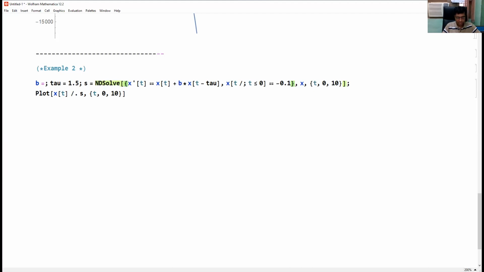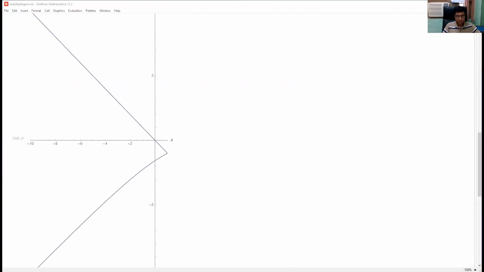And our result is, if b is greater than -1, then system is unstable. If b is less than -1, then we have certain tau star. Okay, so let us take first b greater than -1. We already have considered b equal to 2 in example 1.